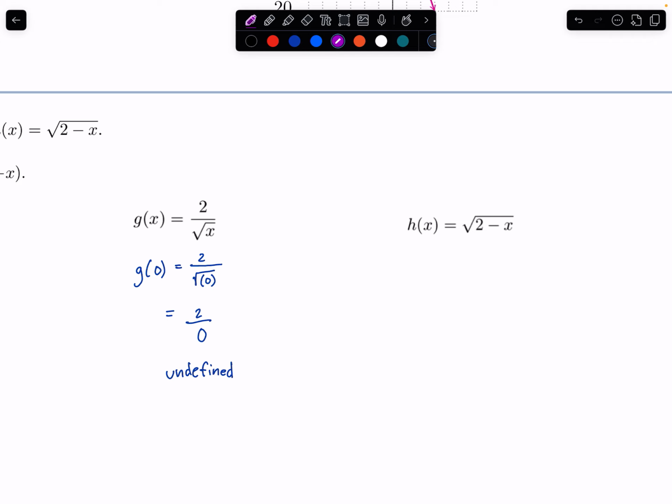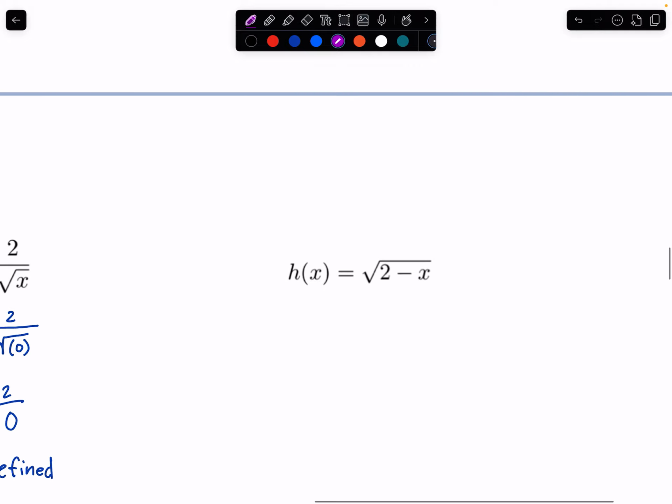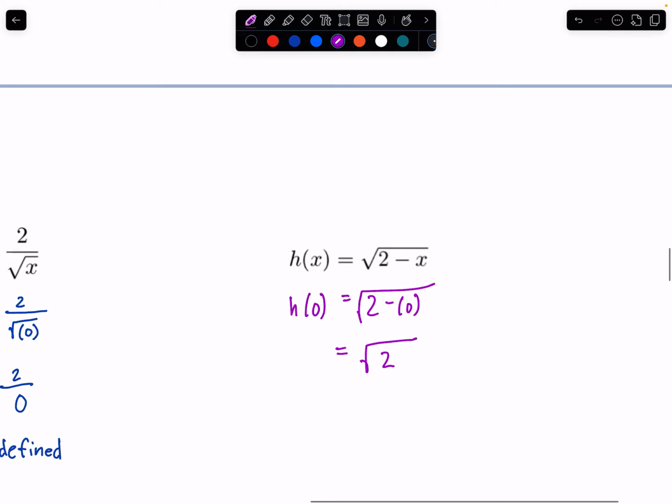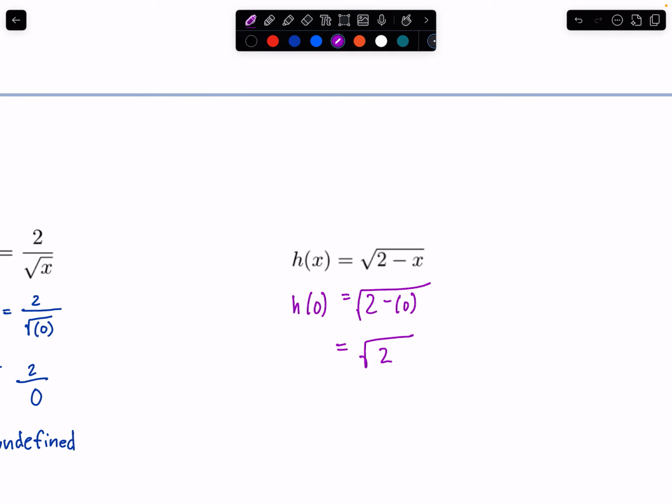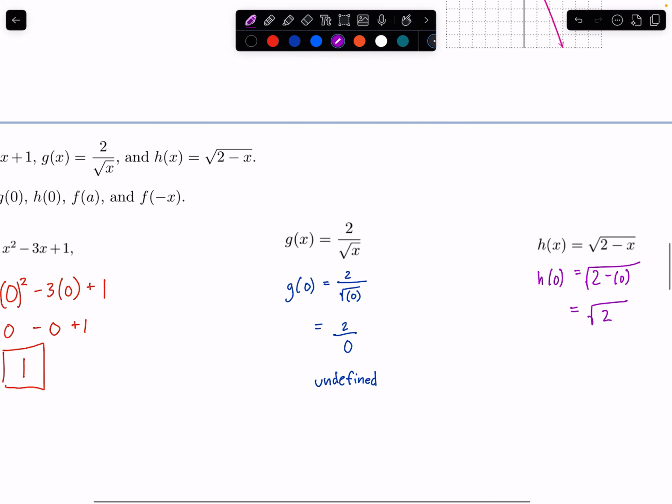Okay, moving on to h of x. So here's my h of x function. And again, I'm doing h of 0. So h of 0 is the square root of 2 minus 0, the square root of that overall thing, right? Well, 2 minus 0 is just 2. So it's the square root of 2, and that's it. You're done. You can't reduce any further than that. So h of 0 is the square root of 2.